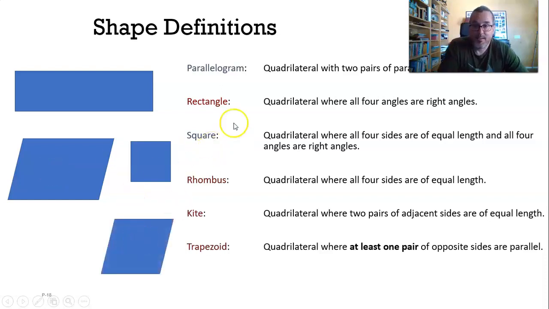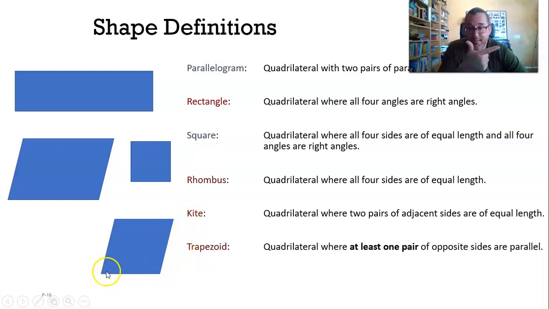How about this? Parallelogram, yep. Rectangle, nope, no right angles. Square, nope, no right angles. So it's still just a parallelogram. Rhombus, quadrilateral, all four sides equal length. Yep, this thing is a rhombus because all four sides are equal length.